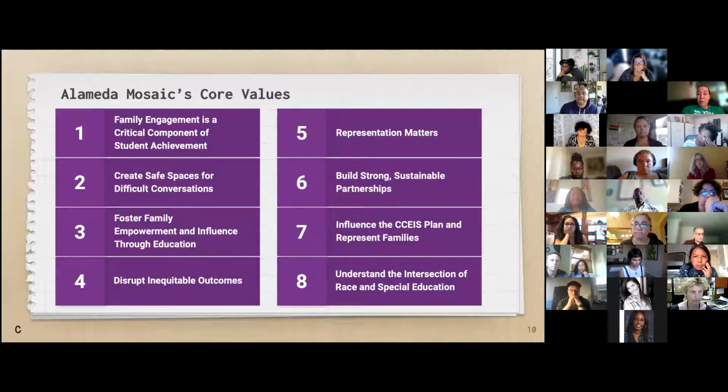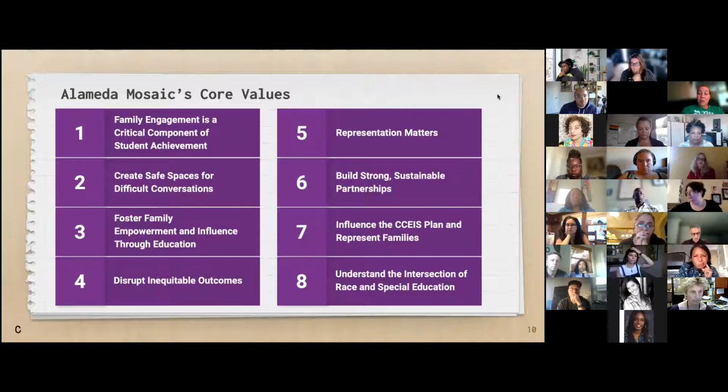And last, for purposes of this presentation, core value number 5, representation matters. Students in our district need to see reflections of themselves in their educators. We know that connecting with educators of similar ethnicities and backgrounds can have a huge and lasting impact on students' academic performance and social emotional development. With this in mind, Alameda Mosaic will look to influence the process of hiring qualified educators and staff of color.